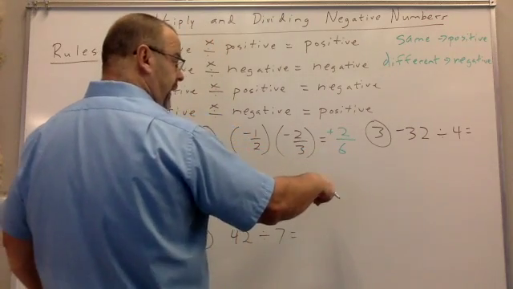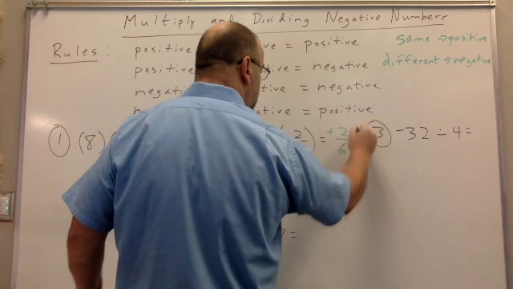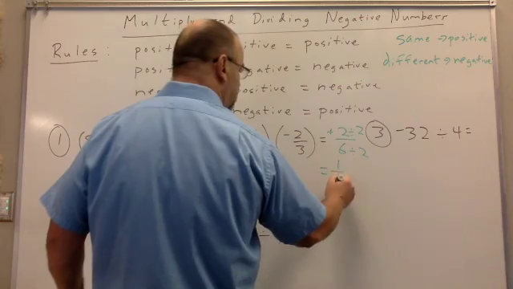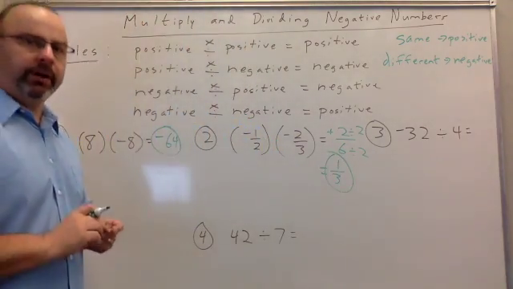Now, can we simplify this? Yes, we can. We can divide both of these by what? By 2. 2 divided by 2 is 1. 6 divided by 2 is 3. The answer would be a positive 1/3.